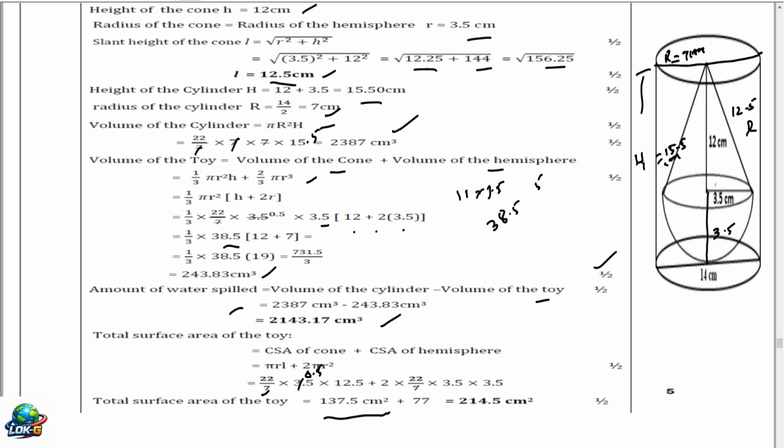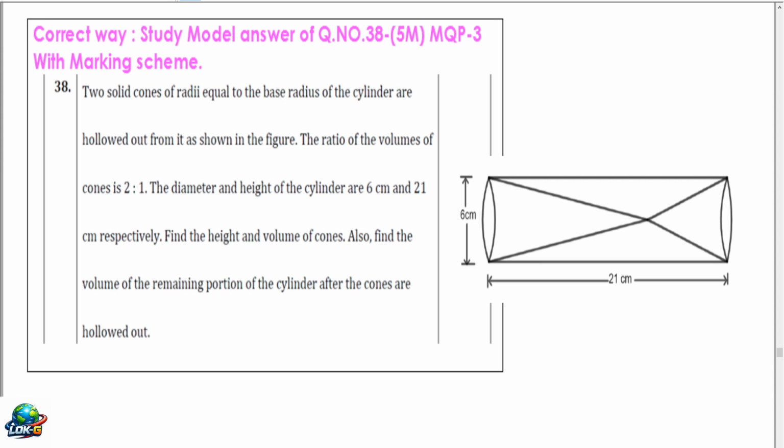And here 7 1s are 7, 5s are, right? If you multiply this with 11, you will get 77. And the final answer will be 214.5 centimeter square. So this is how you can solve the problem, my dear students.